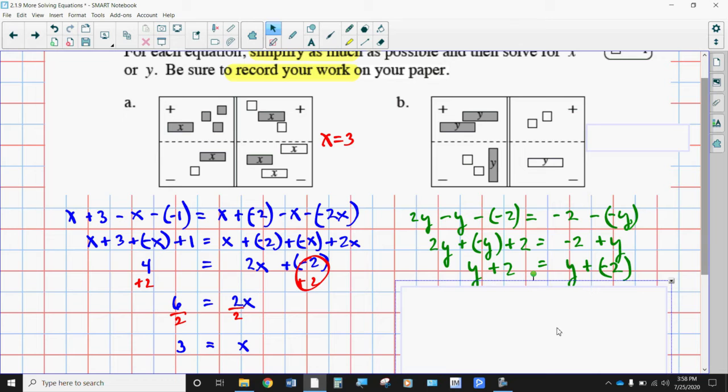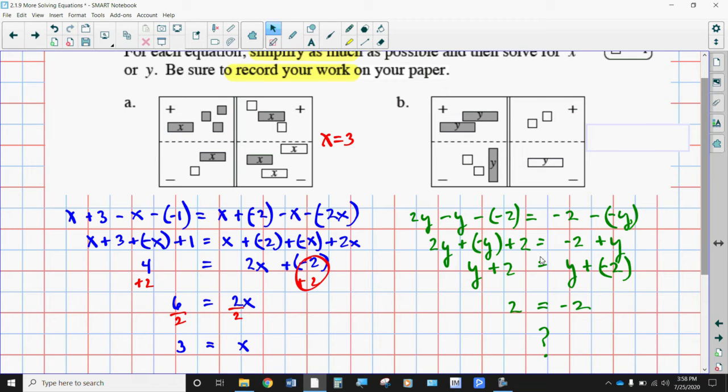And at that point, I'm thinking that doesn't make a whole lot of sense, because if you take away the y from each side, you're left with 2 equals negative 2. And we know that's not true. So what was it that we said here? If you get a situation where you cancel out all your variables and you're left with a statement that's not true, there's no way that 2 could be equal to negative 2, then there is no value for y that could ever make those two expressions equal to each other, and so we say there's no solution.